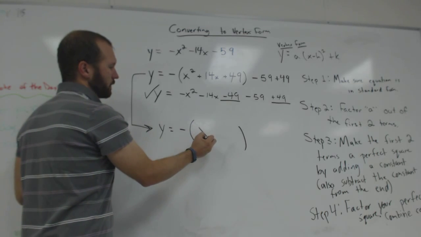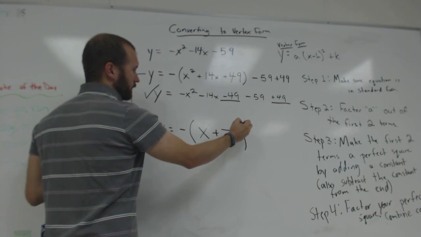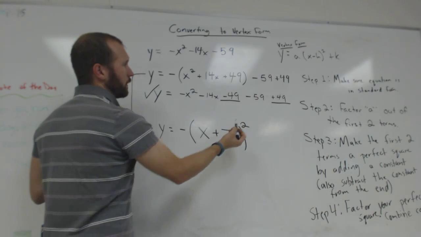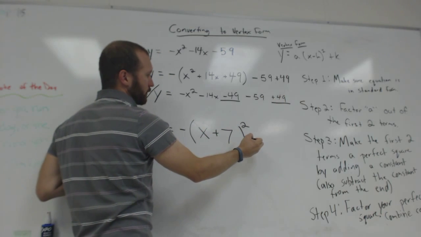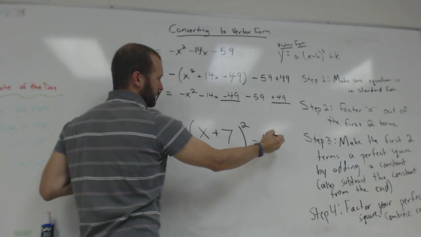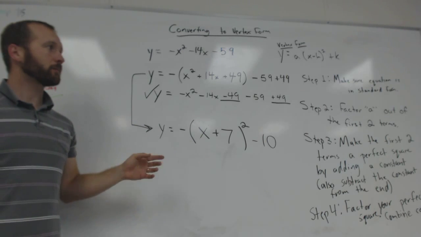So I know that that's going to be x plus 7 squared. Over here, I'm going to combine the minus 59 with the plus 49, so I have minus 10. And that's it. That's Vertex 1.